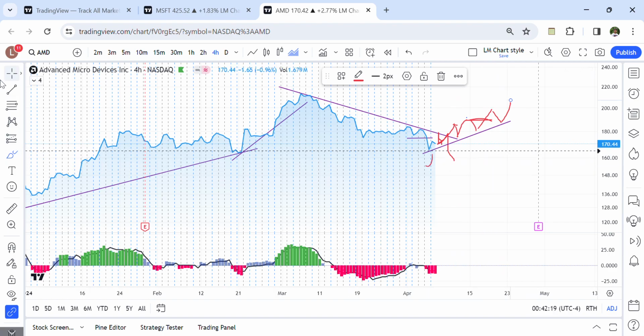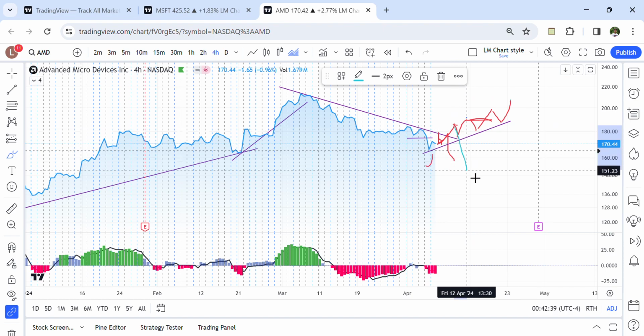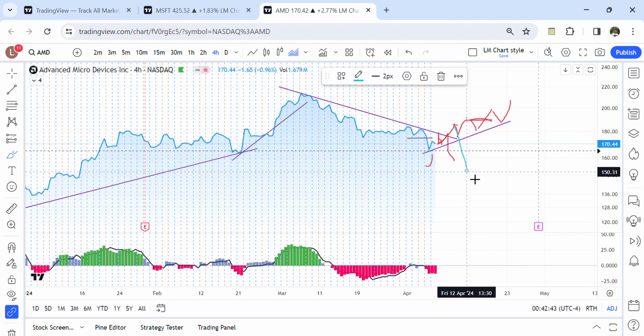Okay, so what are my entry points? My entry point will be, first of all, this is a breakout. Okay, so we will not trade over here, because there might be a fake breakout and it may again come back in the same trade and again make a lower low. That is a possibility.